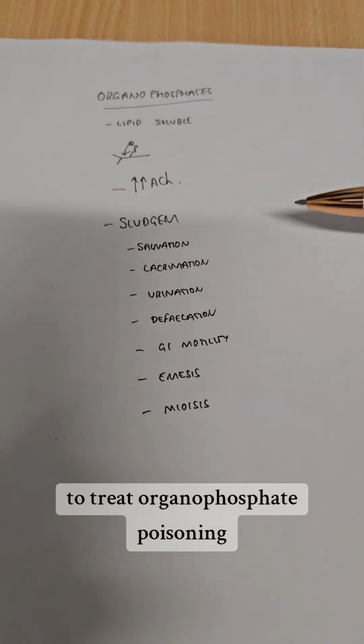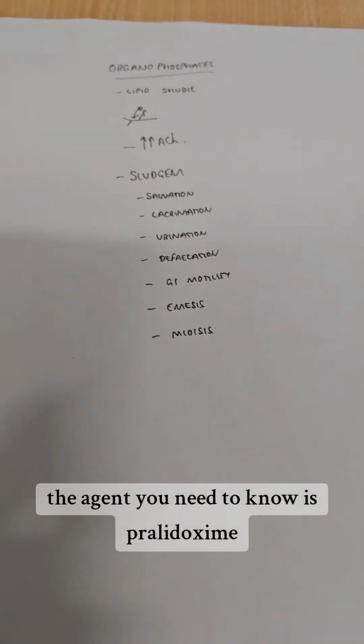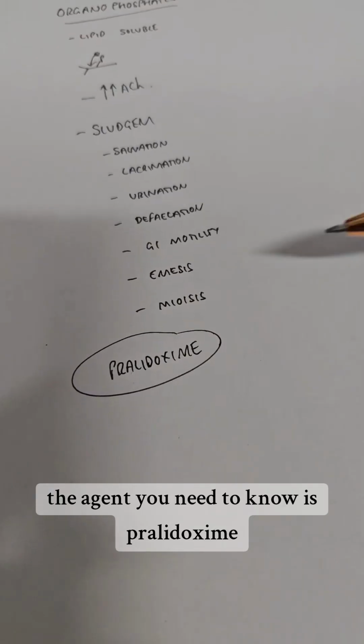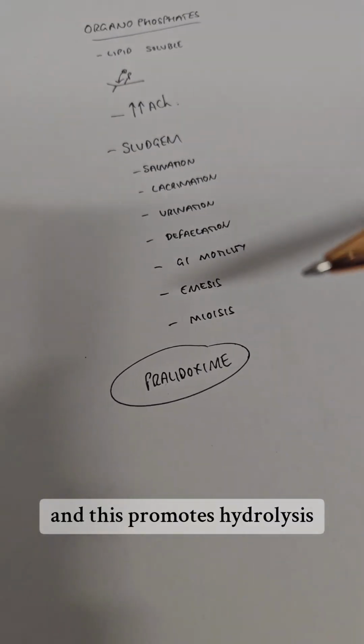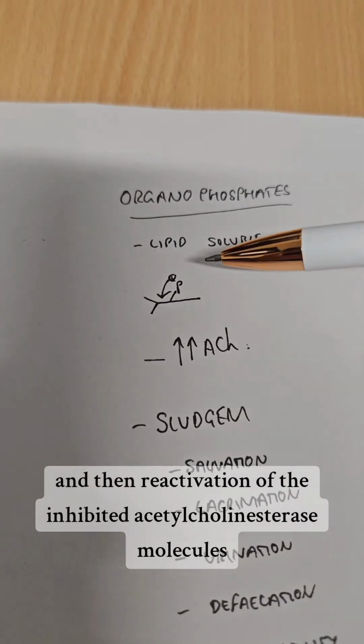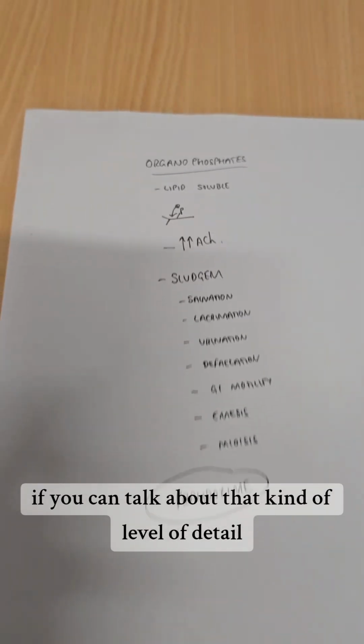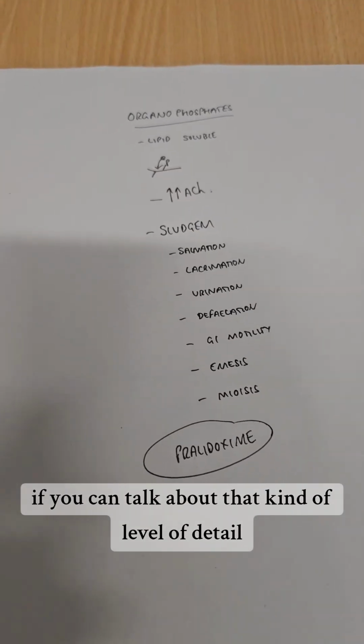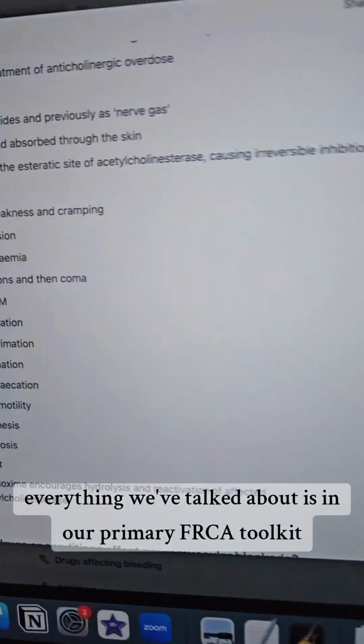To treat organophosphate poisoning, the agent you need to know is pralidoxime, and this promotes hydrolysis and then reactivation of the inhibited acetylcholinesterase molecules. If you can talk about that kind of level of detail, you're absolutely going to smash the exam.